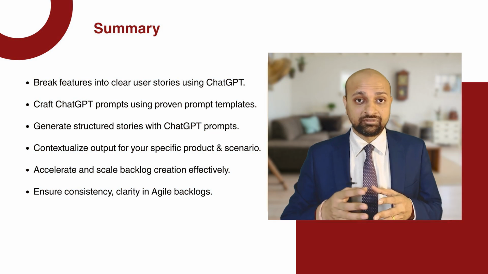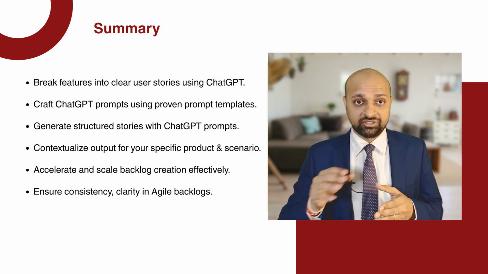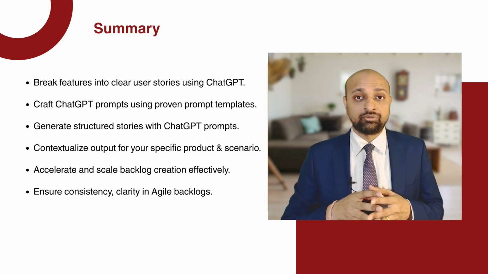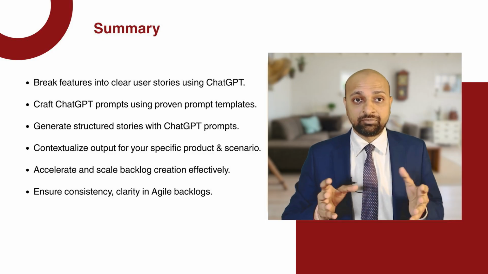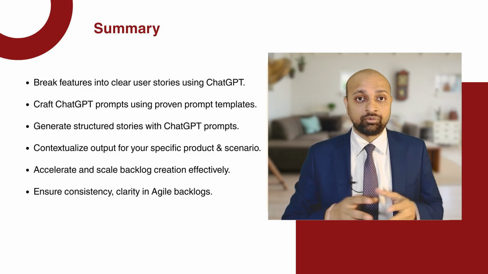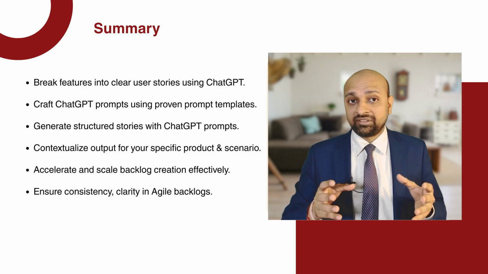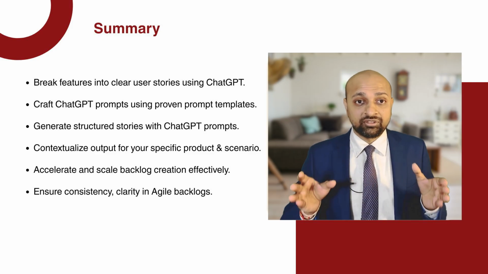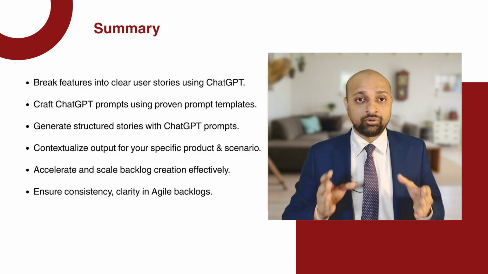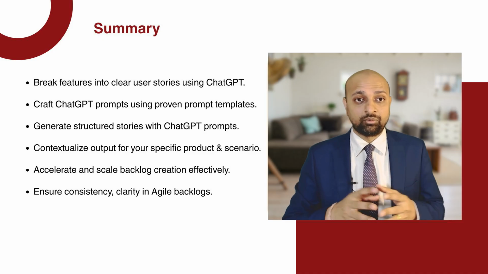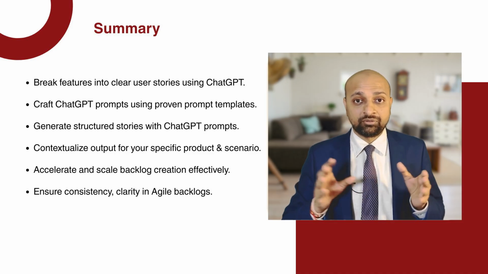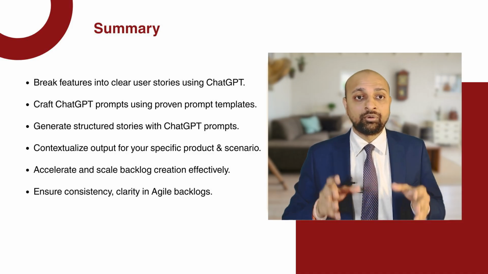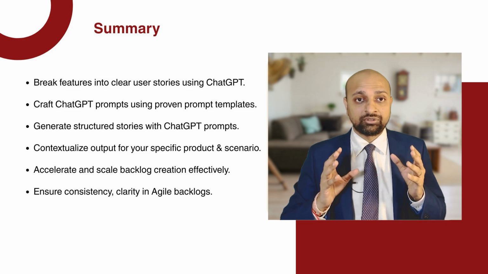To recap, you've just learned how to break down a feature into user stories using a simple three-step approach with ChatGPT. Craft a precise prompt using a proven template. Run the prompt in ChatGPT to generate structured user stories. Review and contextualize the output to match your product and scenario. This workflow makes backlog creation faster and more scalable.